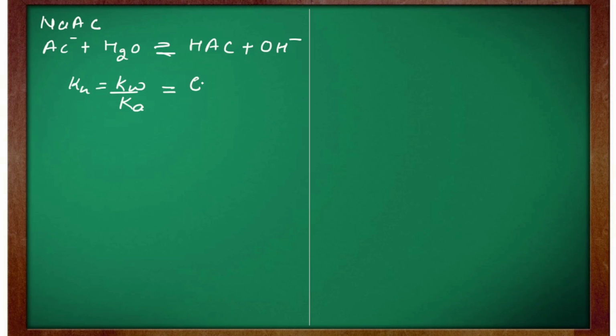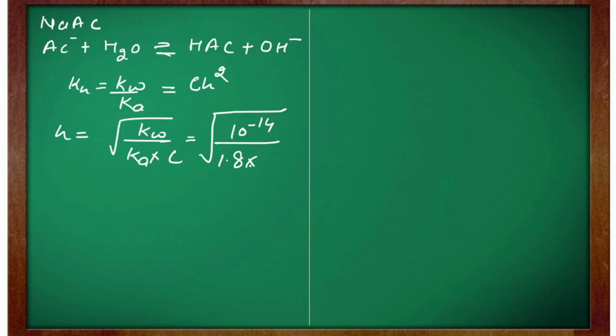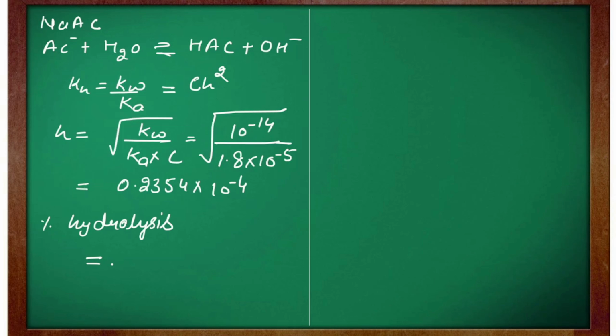In sodium acetate case, acetate ion on hydrolysis gives acetic acid and hydroxide ion. Kh equal to Kw divided by Ka, which is also equal to Ch square. h is equal to square root of Kw divided by Ka into C. By putting the value of Kw, Ka, C, we get h equal to 0.2354 multiply by 10 raised to power minus 4. Percent hydrolysis is equal to 2.4 multiply by 10 raised to power minus 3%.